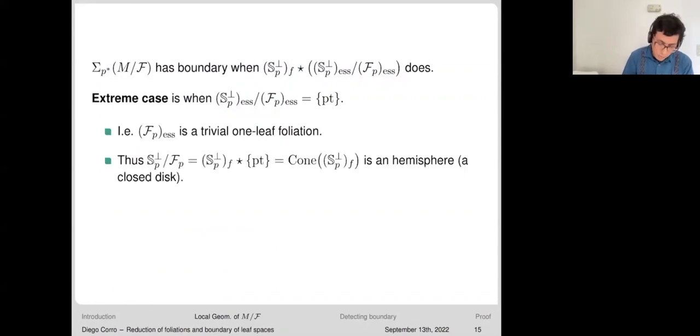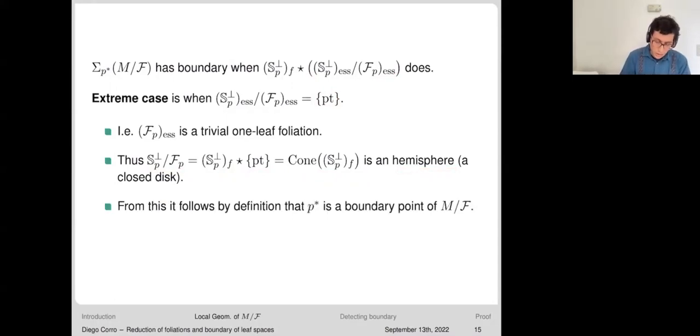And by substituting the point here, we get that the quotient of the infinitesimal foliation would be a sphere joined with a point, but that's the cone over a sphere. And this is a hemisphere, or if you want, a closed disk. So of course it has boundary. And thus the equivalence class corresponding to P would have a boundary in the space of directions in the leaf space.